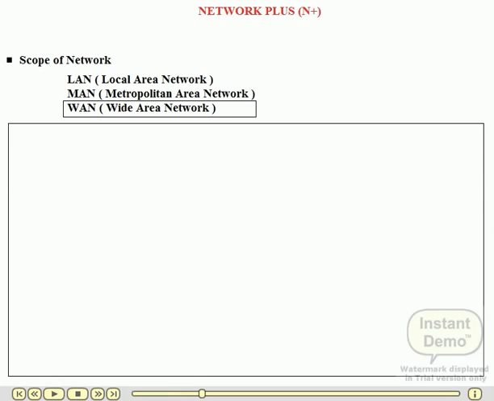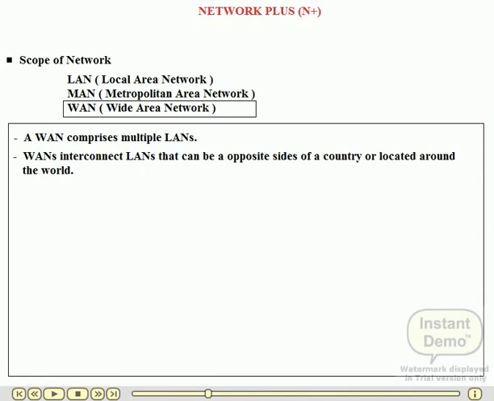Next, we understand the WAN network. WAN means wide area network. WAN comprises multiple LANs. Many LAN networks communicate through the WAN network. WAN interconnects LANs, and they can be on the opposite side of the country or located around the world. It is measured in kilobits per second, Kbps, or megabits per second, Mbps. Using the WAN network, you can communicate to cities, to countries, and to many LAN networks.